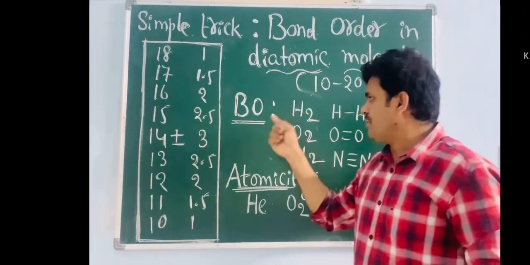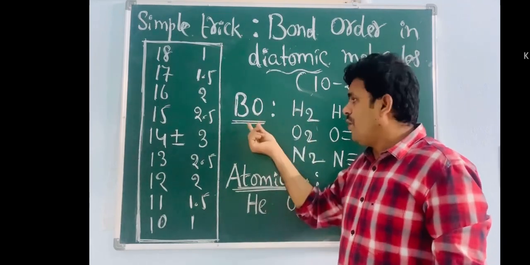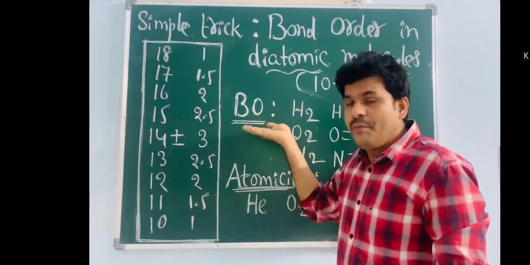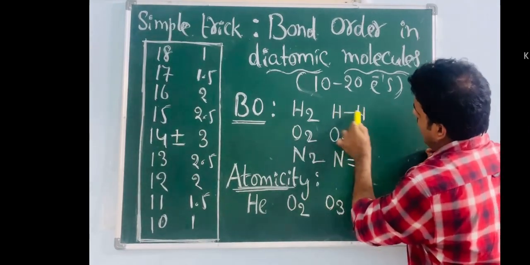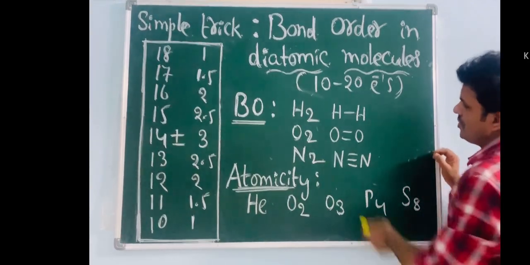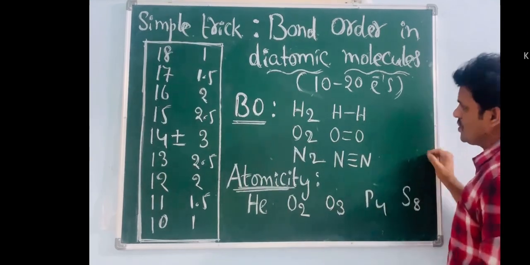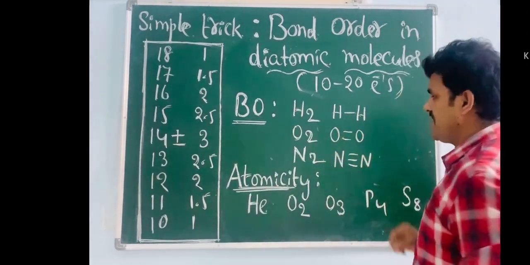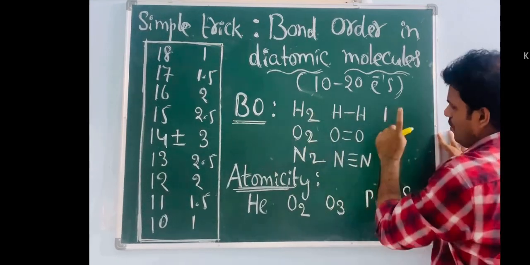Now first of all, bond order. What is bond order? Students, bond order is nothing but the number of bonds between two atoms in a molecule. For example students, in a hydrogen molecule, between the two hydrogen atoms only one bond is present. That's why the bond order in a hydrogen molecule is 1.